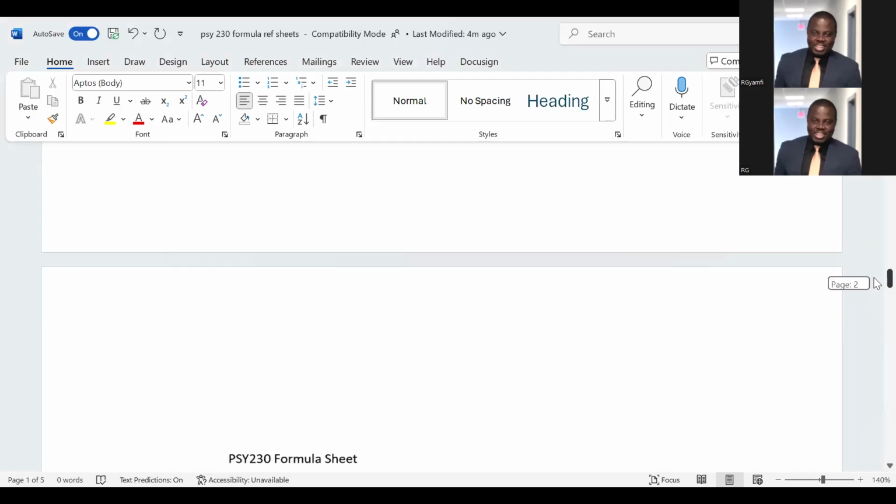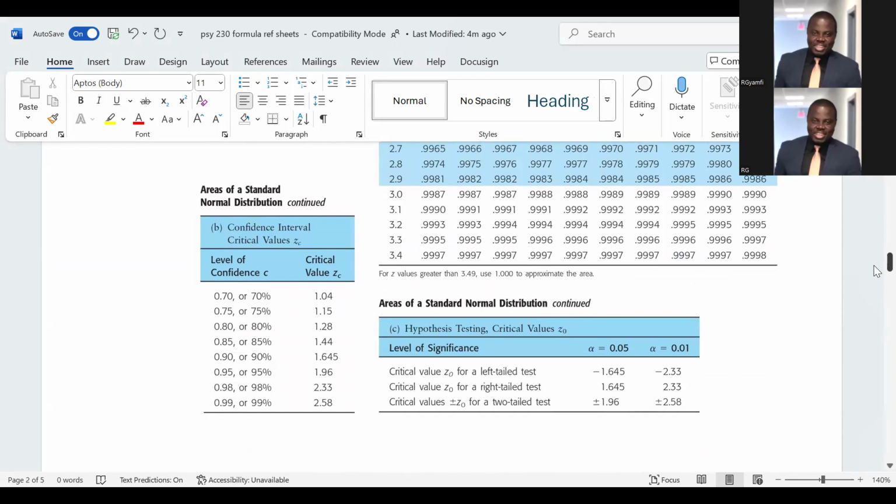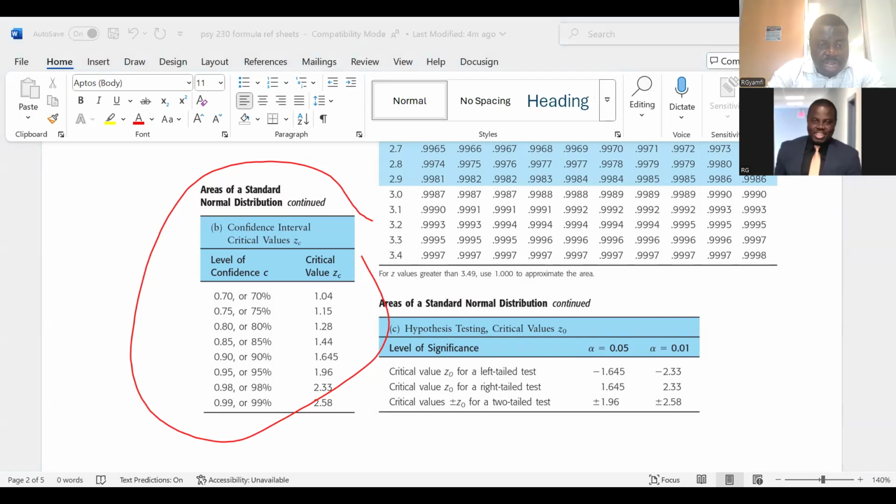So I find my z chart. This is the positive one. Right here, you have the confidence interval critical values z. In the study guide, the first one we're supposed to find is the critical z value for 80%, which is 1.28. Then we have 90%, which is 1.645, and then 95%, which is 1.96, and then 99%, which is 2.58. This is the same chart you're going to have on the exam.